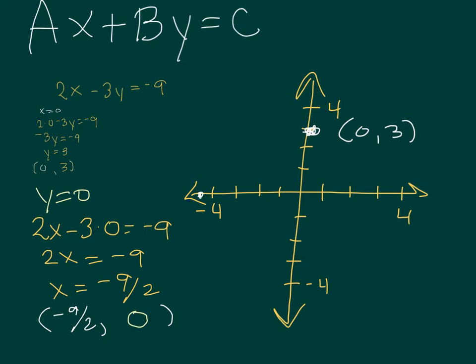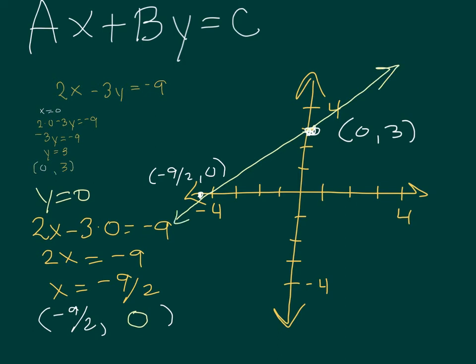And then I'm going to label that. I've got negative 9 halves, 0. So now I've got 2 points, and from here I can use a straight edge, which I don't have unfortunately. You can use a straight edge to connect these points. So it's going to look something like this.